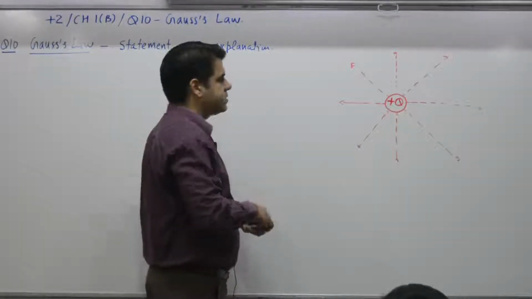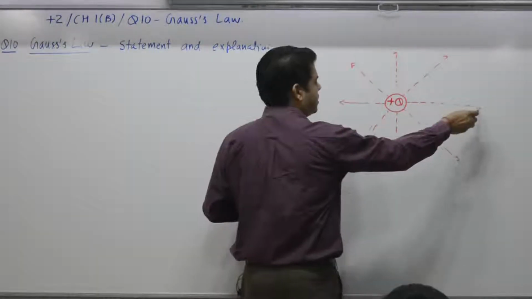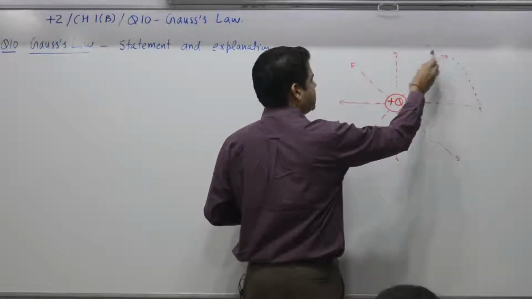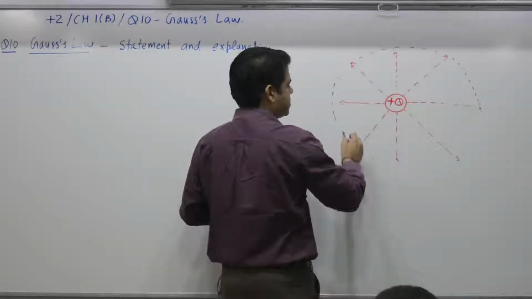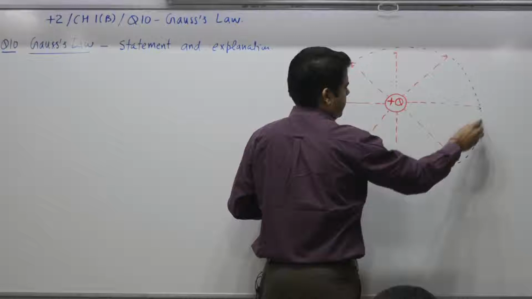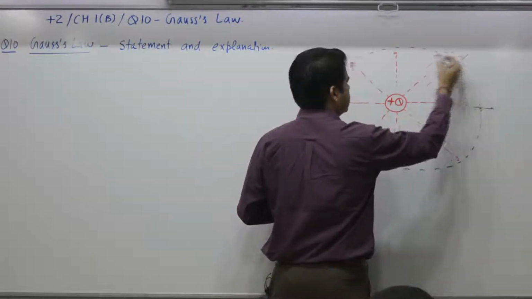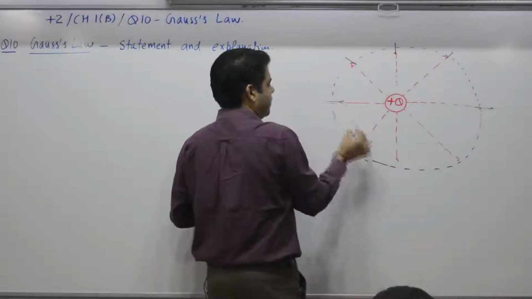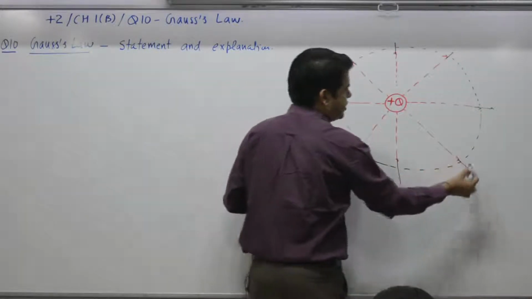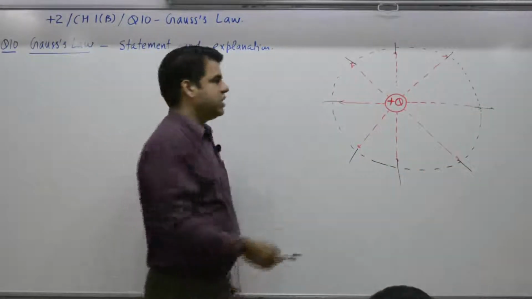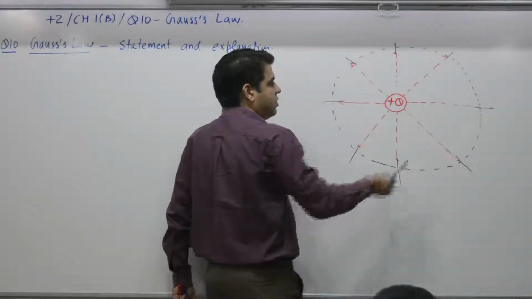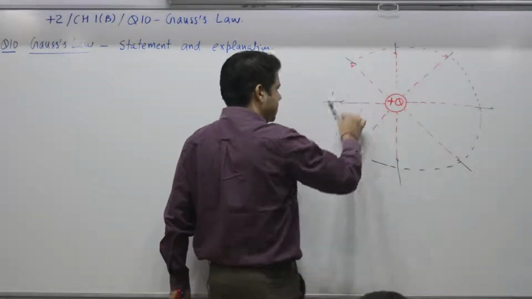Gauss's law states there is an imaginary surface, the Gaussian surface. For example, in this case, 1, 2, 3, 4, 5, 6, 7, 8. The total number of lines coming out of this charge is 8. How many lines will pass through this surface? 8.